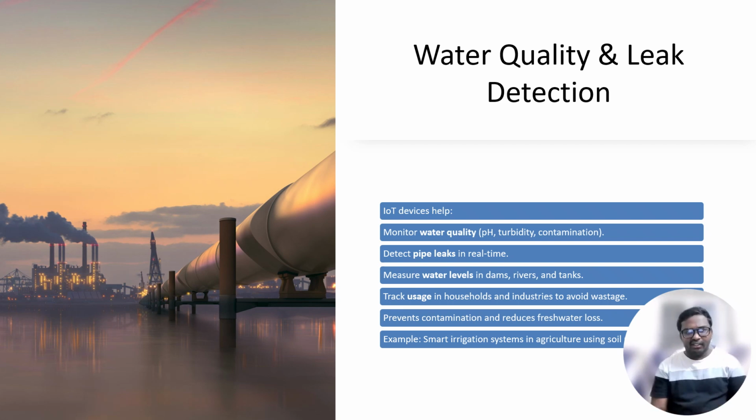Water quality and leak detection. Here, IoT devices help monitor water quality like pH, turbidity, contamination, and detect pipe leaks in real time. Like in any wall, if there is a water leakage by a pipe broken, then we can detect it by some sensor machines, so that we can detect the pipe leakage place and measure water levels in dams, rivers, and tanks. Track usage in households and industries to avoid wastage, prevents contamination and reduces freshwater loss. Example, smart irrigation systems in agriculture using soil for farming.